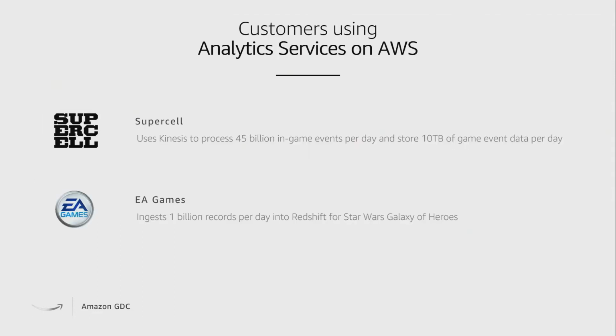We have a lot of customers running analytics workloads on Amazon Web Services. Two big ones that you've heard of are Supercell, the makers of Clash of Clans. They're using Kinesis to process over 45 billion in-game events per day. So this architecture scales out, and it's proven. EA Games, I'm sure you're aware of, they ingest over 1 billion records per day into Redshift, our data warehouse, just for Star Wars Galaxy of Heroes alone.